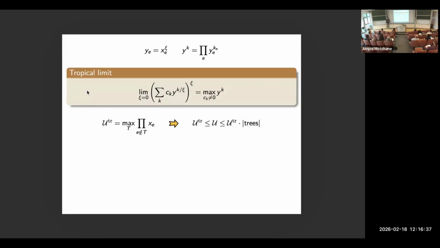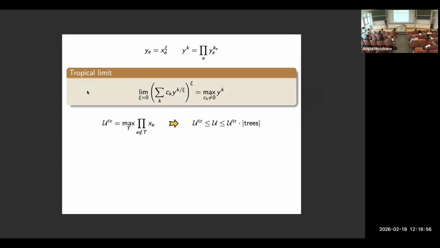So the conclusion is that the limit exists, because you can bound the actual polynomial by its maximum. It's a sum of positive terms, so it's bigger than the maximum summand. And it has a certain number of summands, a number of trees, so you can bound it from above. So the actual symanzik polynomial, yes?